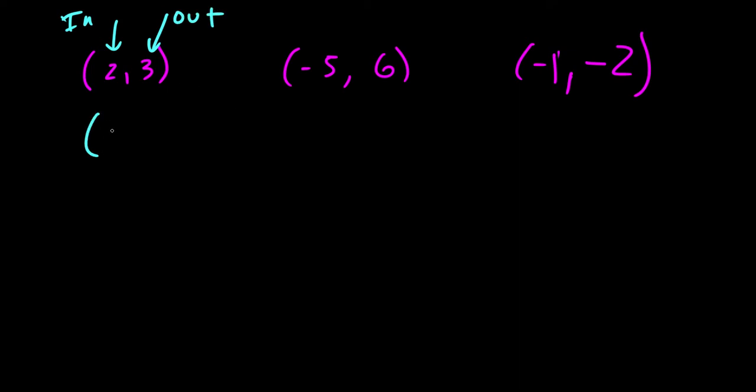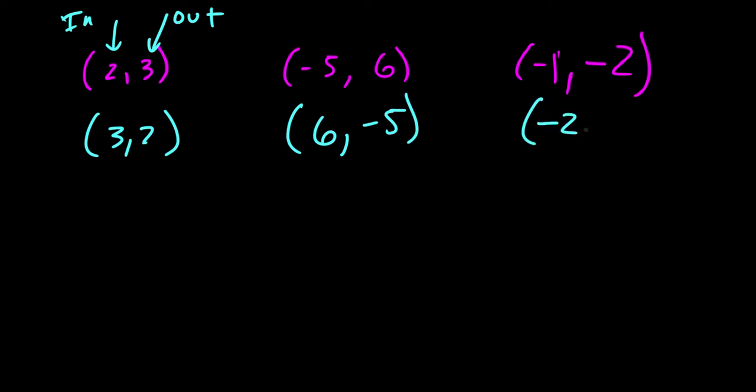And so the inverse to this ordered pair is just 3, 2. We just swap places. Same reasoning over here. We get 6, -5. Just swap the x and the y. And then over here it's -2 and -1. So once again, with ordered pairs, we just switch the x and the y, or we switch the output and the input.